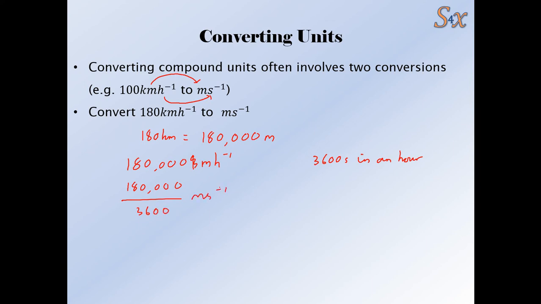meters per second. Okay, I'll put that in the calculator. We get 50. Okay, so it turns out 180 kilometers per hour is 50 meters per second. Okay, so you just do each of the conversions separately, convert the kilometers to meters, and then the hours into seconds.